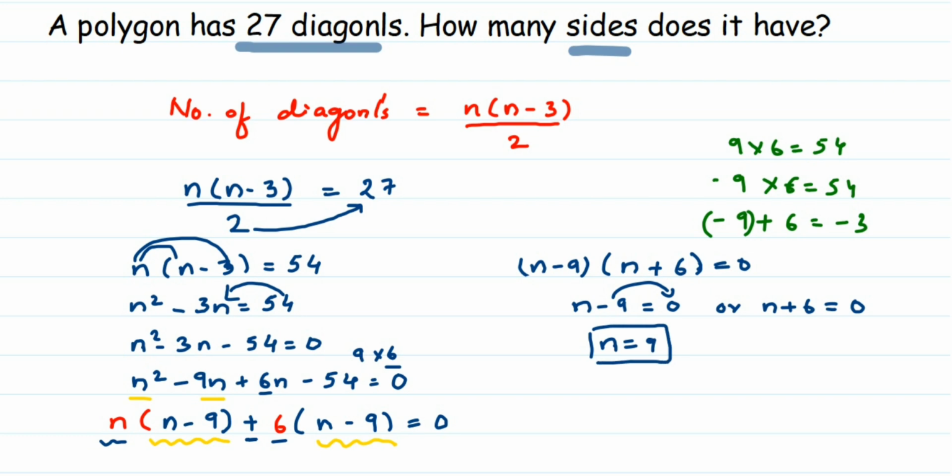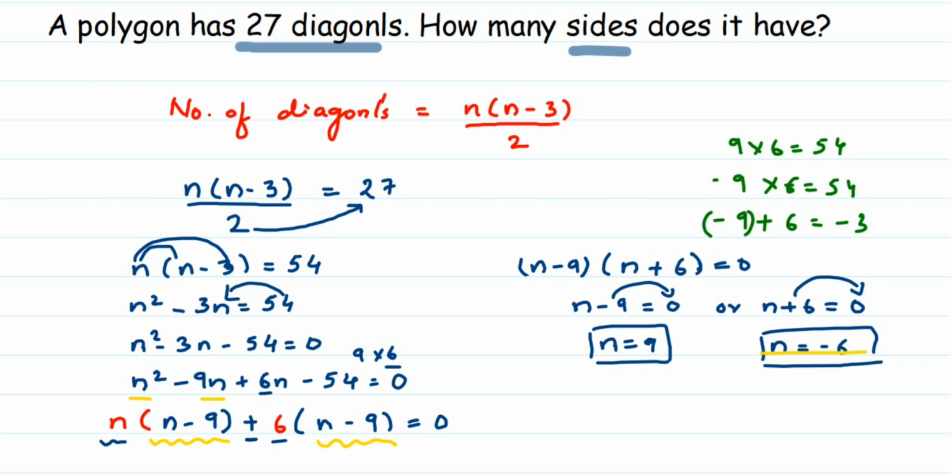But I have another one. We have n plus 6 is equal to 0. If this is equal to 0, we're going to transpose 6 to the other side, it will get minus 6. So n is equal to minus 6. So we're getting n is equal to 9 and n is equal to minus 6. Where n is nothing but number of sides. Now can you think that a polygon can have a negative number of sides? No, it has to be positive, which means that n cannot take a minus 6 value. So n will be equal to 9.